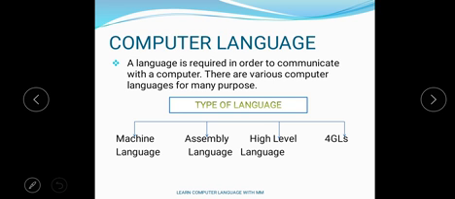Yes, many of you say the medium through which we communicate with each other is known as language. All human beings require a language in order to communicate with each other. Like I am speaking here and you are listening, that means I am communicating to you through the visual presentation.